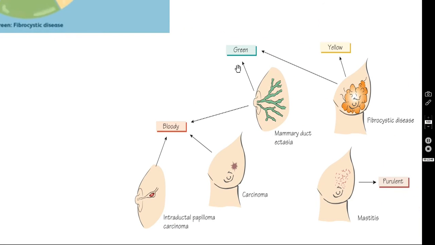So coming to this slide, this is the nipple discharge. If it is green in color, you have to think of mammary duct ectasia, and if it is green and yellow, you have to think of fibrocystic disease. If it is bloody in nature and coming from a single duct, you have to think of intraductal papilloma, and if it is from multiple ducts, then you have to think of carcinoma of the breast. If the discharge is purulent or pus, it is usually mastitis or breast abscess.